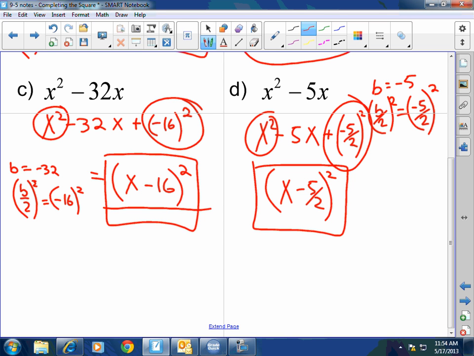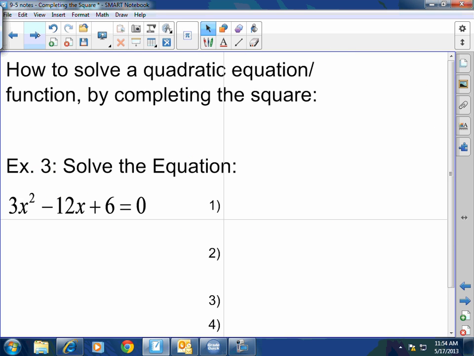Is everyone with me so far? You good, Bubble? Okay. May I continue? Thank you. Okay, now, how to solve a quadratic equation function by completing the square. All right. First things first, I want you to notice, yes, sir. No, you don't know what to do yet. Yes, you are going to divide by 3, but first let me do one thing first, Bubble. Thank you. Very good job.